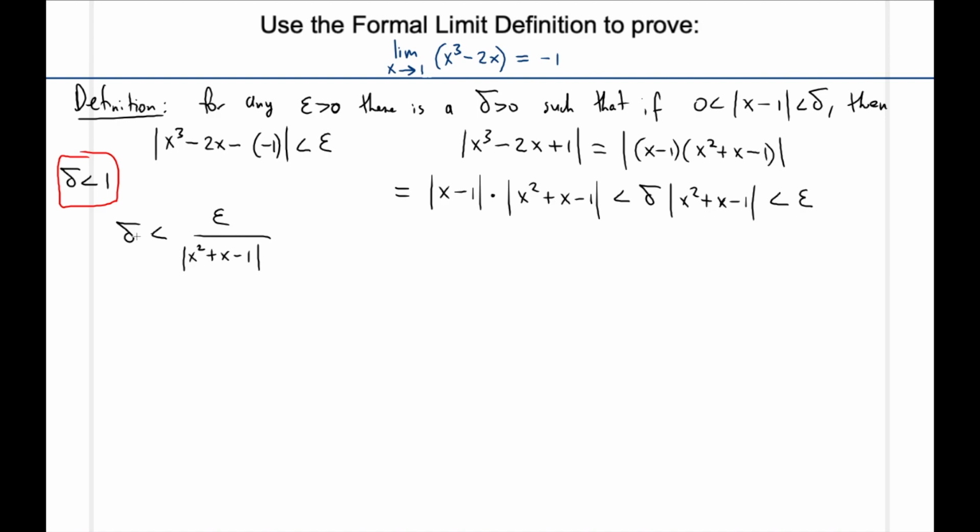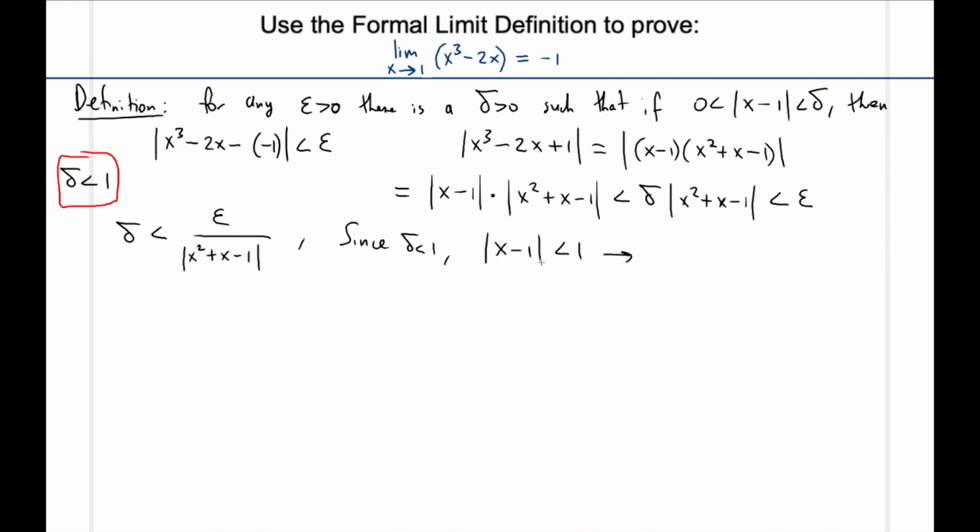But now that we show that the delta is less than the epsilon over this absolute value, we have to make sure that we express the delta in terms of a constant, right? Because right now this looks like a variable that the epsilon divides by. It has to be a constant. If the absolute value of x minus 1 is less than delta and delta is less than 1, then for sure the absolute value of x minus 1 is less than 1.